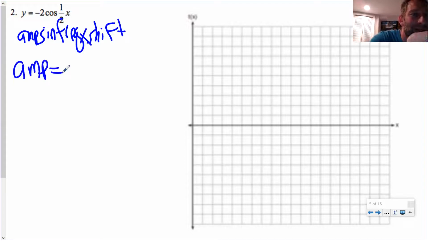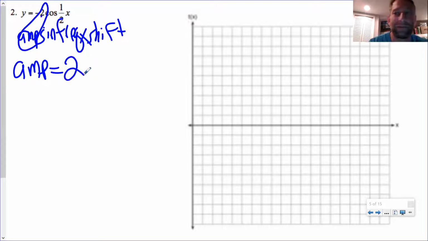My amplitude is 2. It's not negative 2. Amplitude is always positive. It's a distance. Sine or cosine, positive or negative, it's negative cosine. That's where the negative comes into play. This negative is not the amplitude. It's telling me if the sine or cosine is positive or negative.